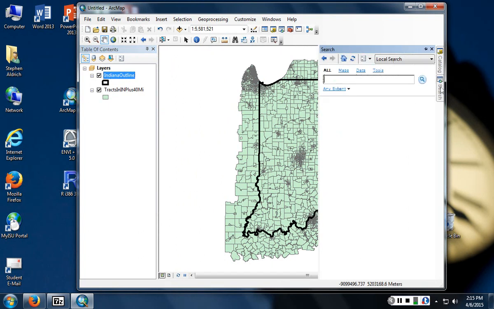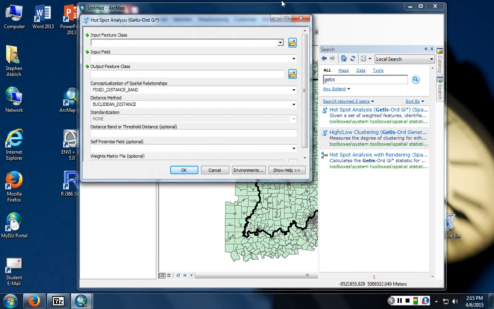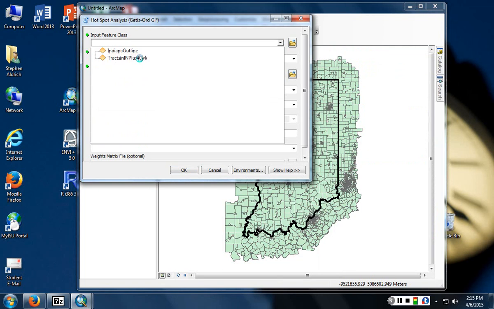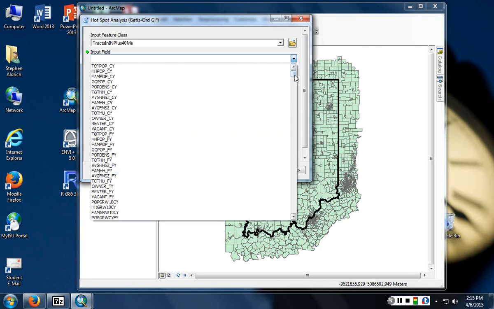So let's see if I can get it to work again. Okay, so as with any tool, you have to have inputs and outputs. In our case, the input is going to be our Indiana tracts, right? These are just census tracts in Indiana and the surrounding 40-mile radius. And our input field is going to be, oh no, how do we know which input field this is?